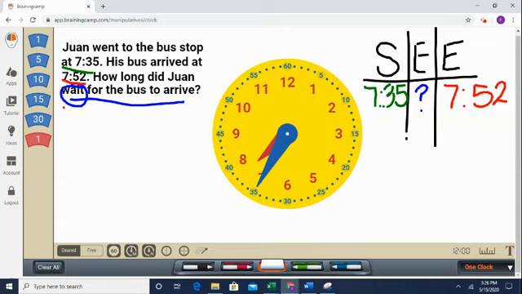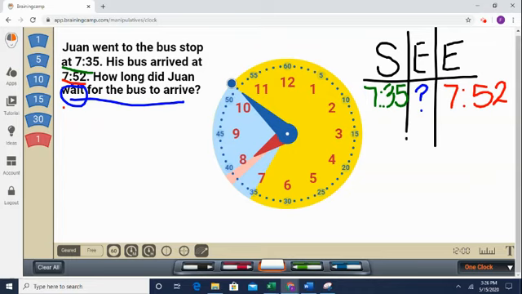And then he stops waiting for the bus at 7:52. That's why it's a little bit trickier. So we're going to put the start there, and he goes till 7:52. So 35, 40, 45, 50. And then I have to count by 1s. 51, 52. So that's how much time has passed. You notice the little red mark in there, that's because the hour has moved just a little bit.